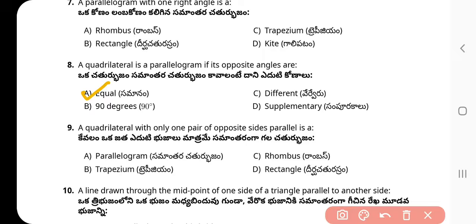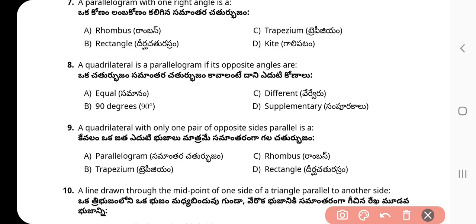Question number 9. A quadrilateral with only one pair of opposite sides parallel is a parallelogram, rhombus, trapezium, rectangle. Answer will be trapezium because it is defined as the quadrilateral having exactly one pair of opposite sides parallel.